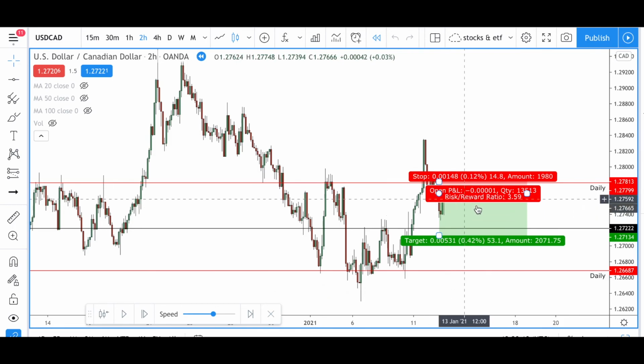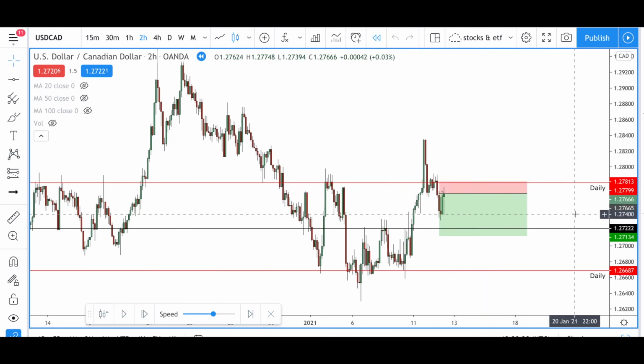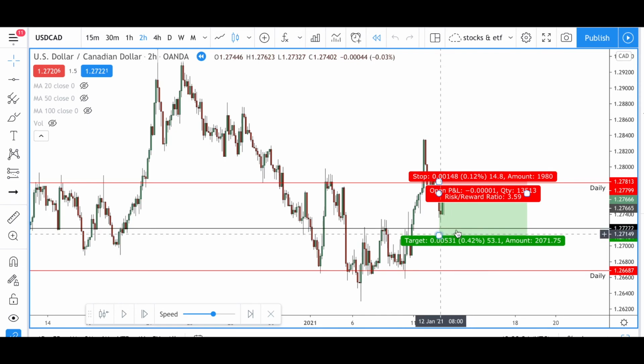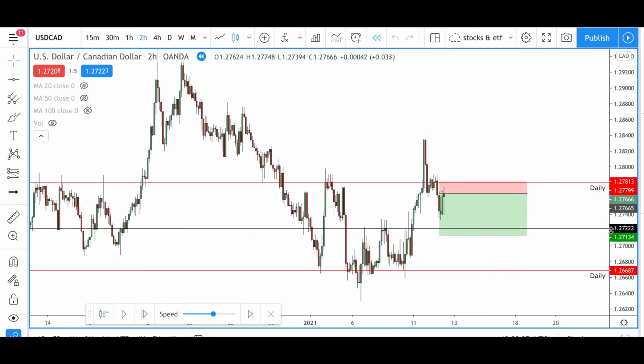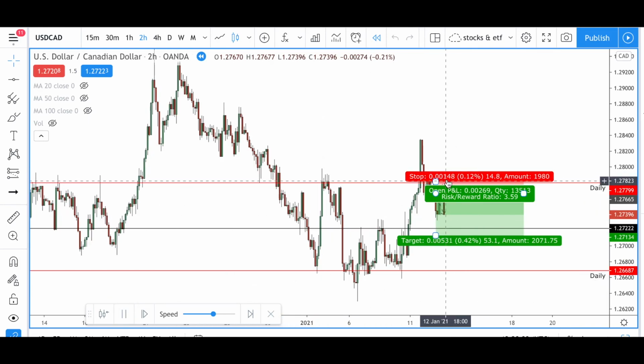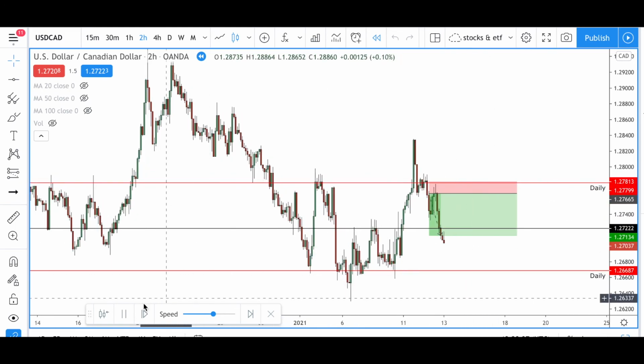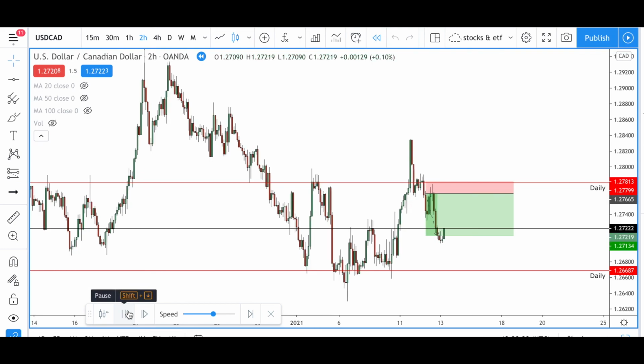So I entered on this candle on the 2-hour time frame, and I was targeting support on or around 1.27222. So as you can see, price rejected this area of resistance and declined into my target, which was a very, very good and successful trade.